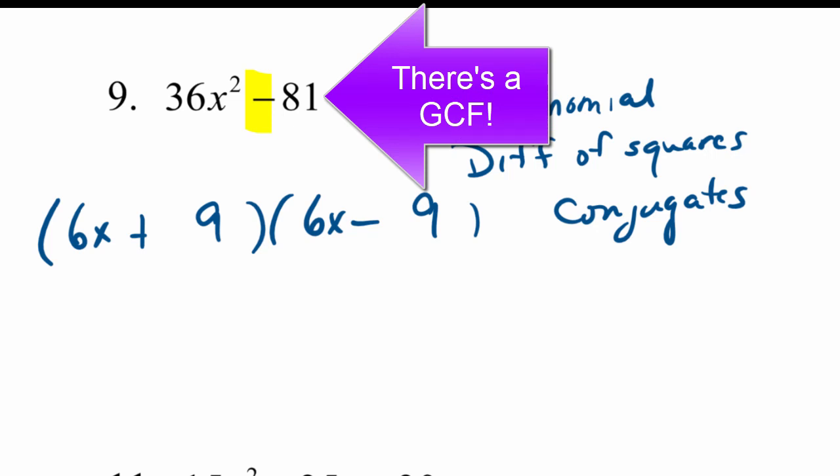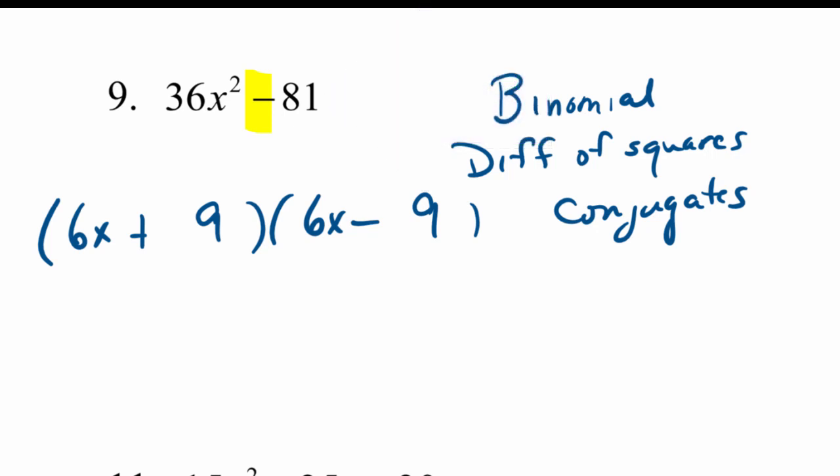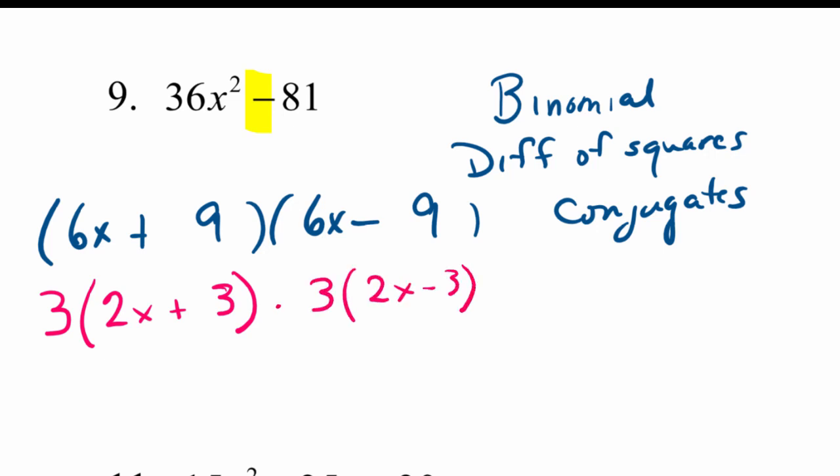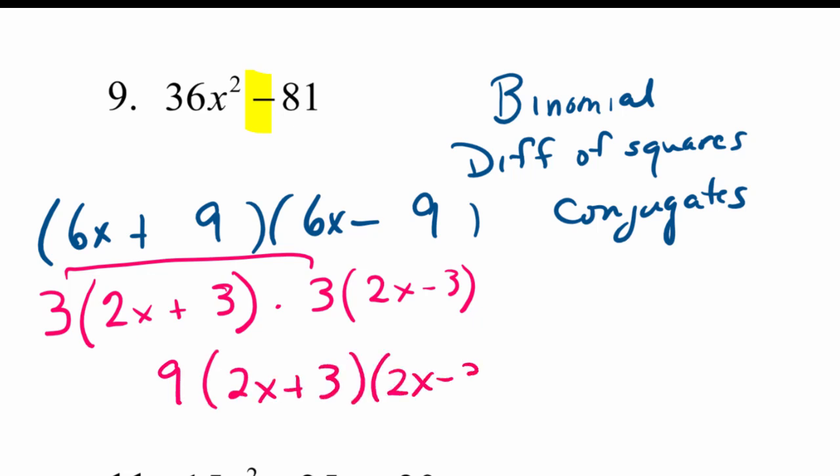So at this point, I'm going to show you both methods. If you got this far, then I'm going to take out a 3 GCF from this first conjugate here. And then I'm going to take out another 3. Do you see that? From this second conjugate. And so then I'm going to put the 3's together, and there's our 9. Okay, so there you go. This is what I mean by always check your final answer to see if it factors further.